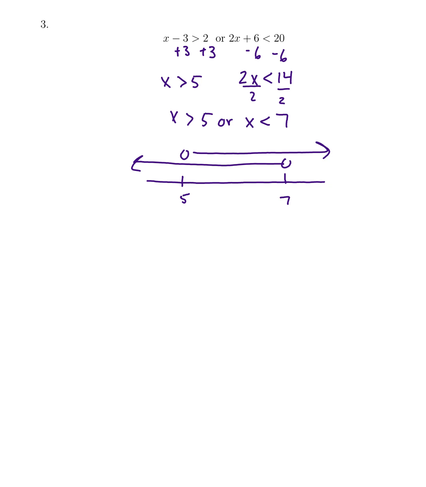However, since this is OR, remember that we can have solutions anywhere as long as they satisfy one of the inequalities. Here's both. Here are solutions that only satisfy x is less than 7. Here are solutions that only satisfy x is greater than 5. Since this is OR, the entire real number line will satisfy at least one of these inequalities. So in this case, our solution is all real numbers. Or in interval notation, negative infinity to infinity.